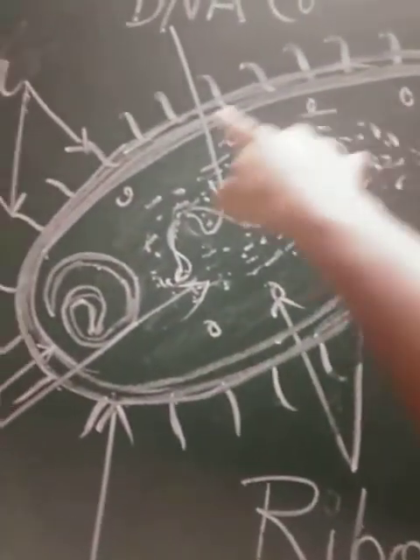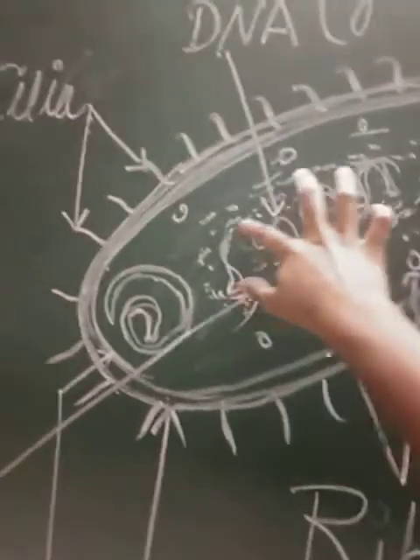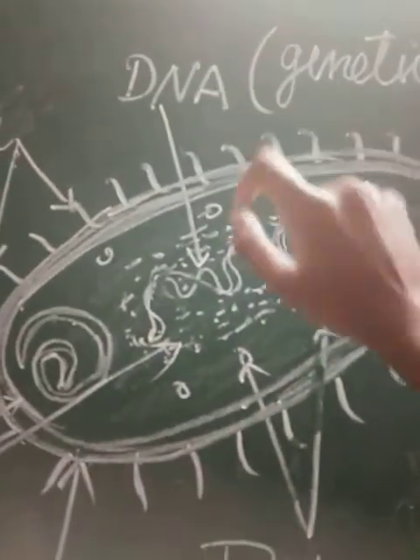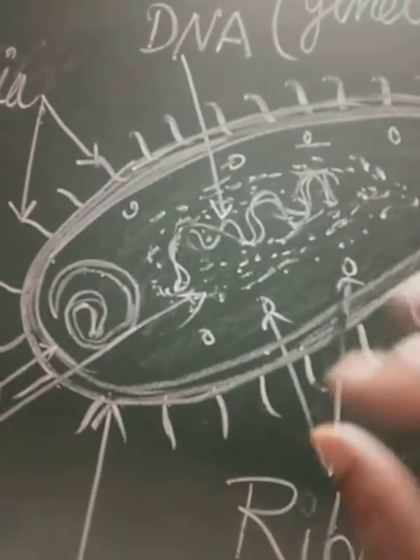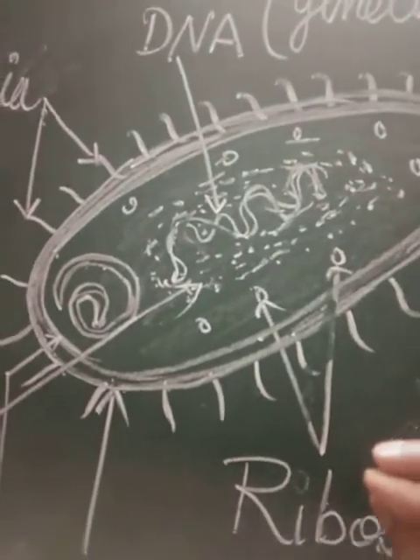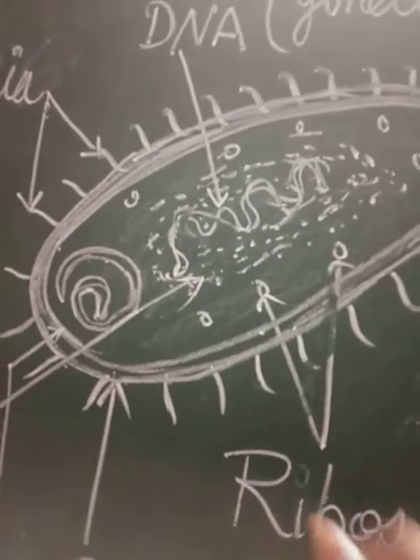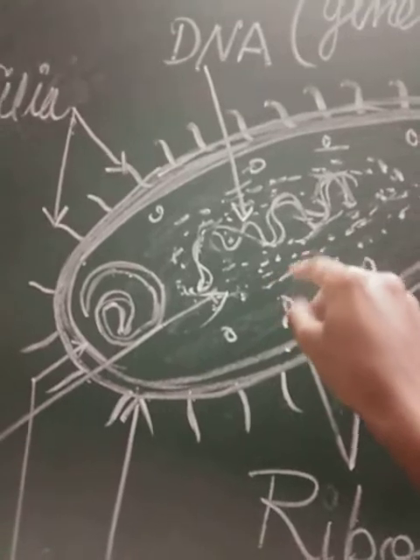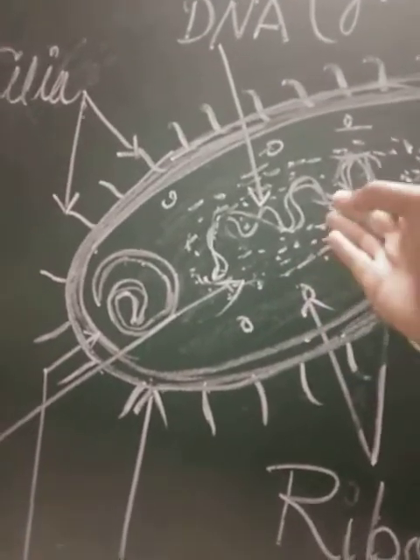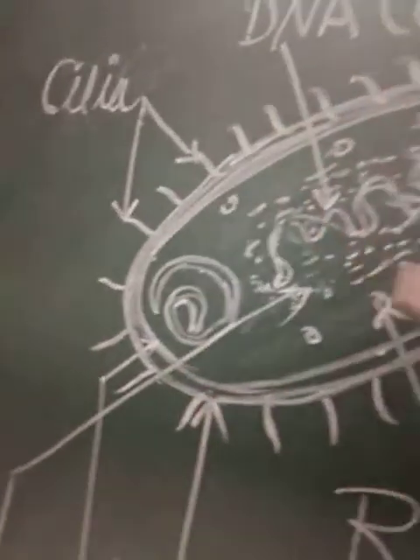Inside this you can see no proper nucleus is there. The genetic material, that is the DNA, is floating anywhere in the cell. In a proper cell it is present within the nucleus, but this doesn't have a nuclear membrane, so we cannot say it has a well defined nucleus. So genetic material can float anywhere in the cytoplasm of the cell.